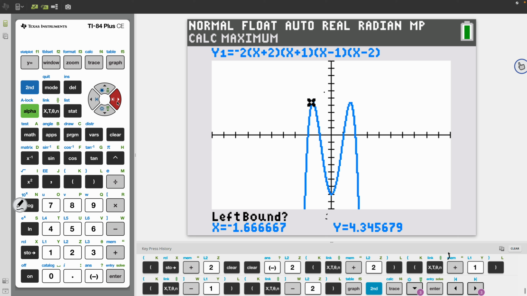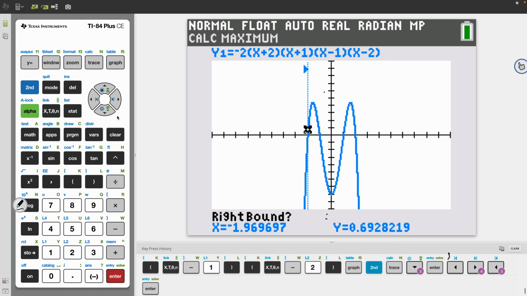So I'm going to go here to the top of the hill. For the left bound, remember, go to the left, hit enter. Now I'm going to go to the right, hit enter. And now it's going to find the highest point in between those two boundaries and go to the top and hit enter. And we get this point, negative 1.58. So these are my maximum, so negative 1.58. And then the y-coordinate is 4.5, right?